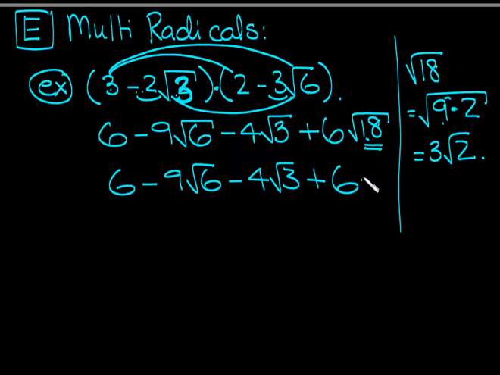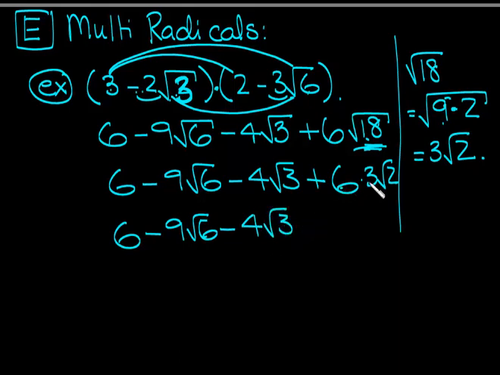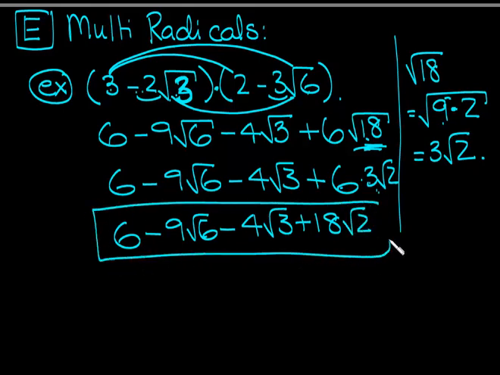So we get times 3 square root of 2. So 18 breaks to that, reduces to that. So we get 6 minus 9 square root of 6 minus 4 square root of 3. 3 times 6 is 18 square root of 2. So there's your answer. If any of these radicals were the same, then we would add them up like we did in the previous examples.